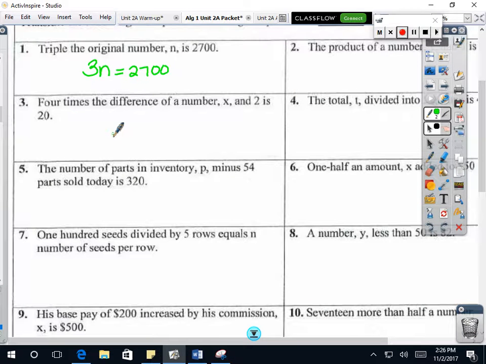Number 3. 4 times the difference of a number and 2 is 20. Very good. Okay, the difference of x and 2, but all of it's multiplied by 4, so that's why she said put parentheses around it, and then it equals 20. If you were going to solve that one, what would you do first? Distribute the 4, and you would get what on that side? 4x minus 8, because 4 times negative 2 is negative 8.